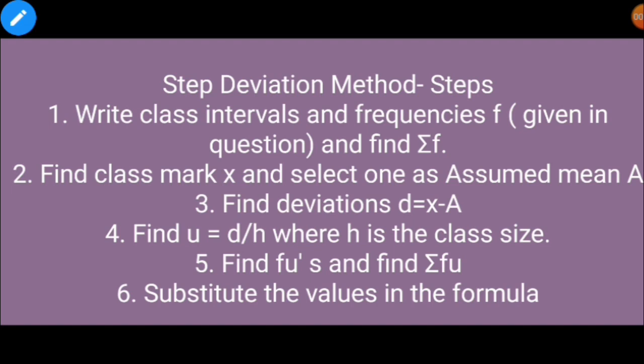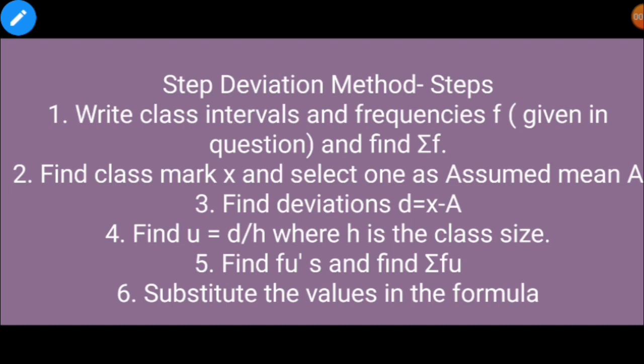And second, find the class mark x. How to find class mark? As in the assumed mean method, class mark equal to upper limit plus lower limit by 2. And select one class mark as assumed mean. And the third step is find the deviations, di equal to xi minus a, as in the assumed mean method.